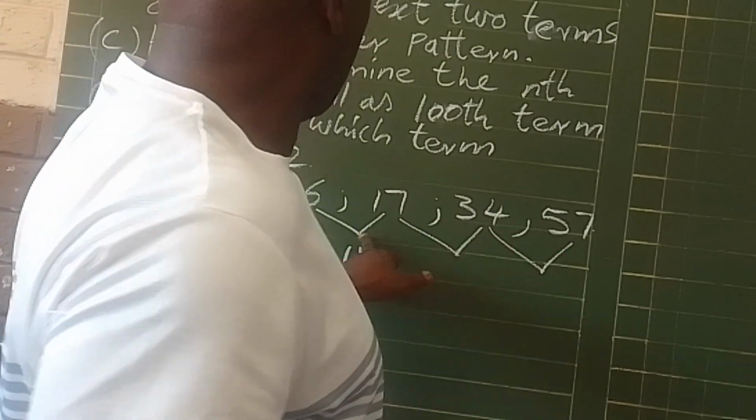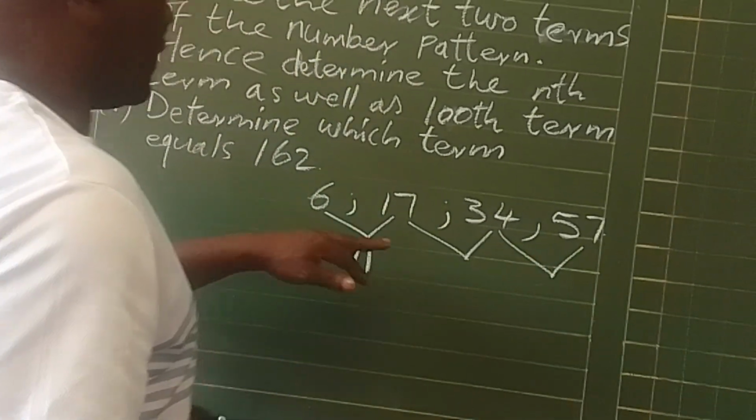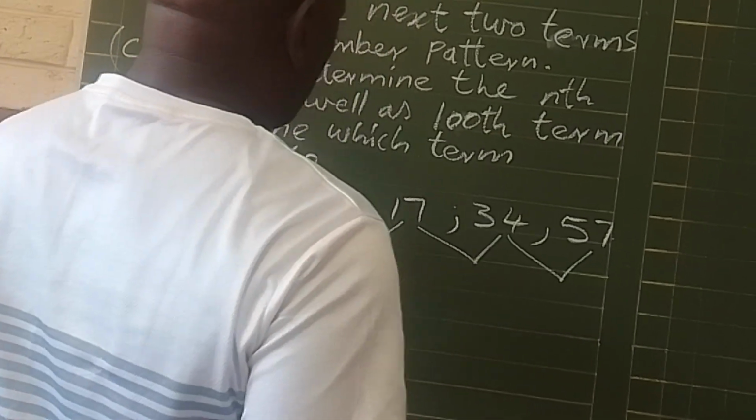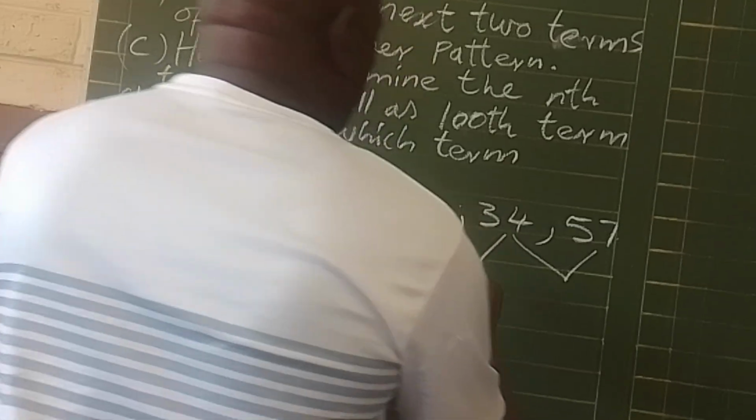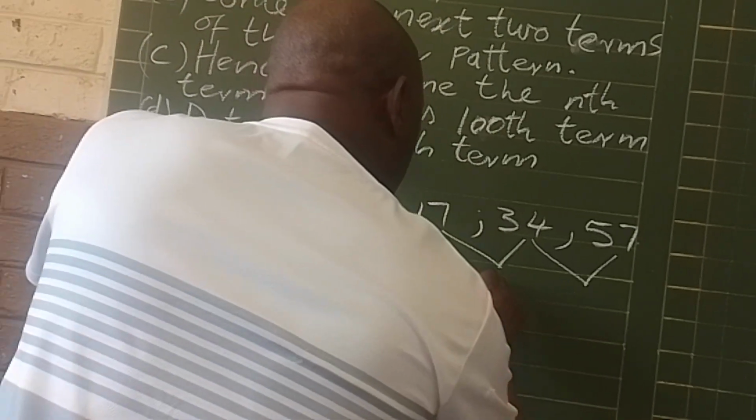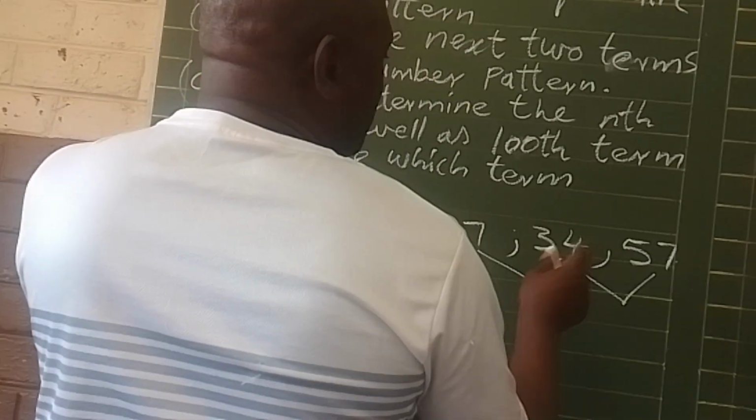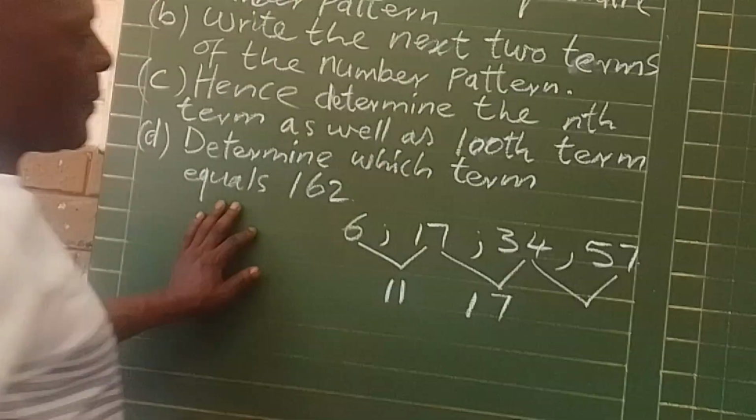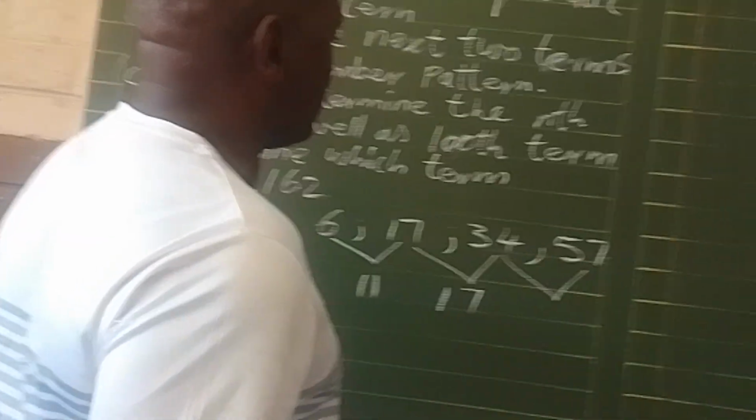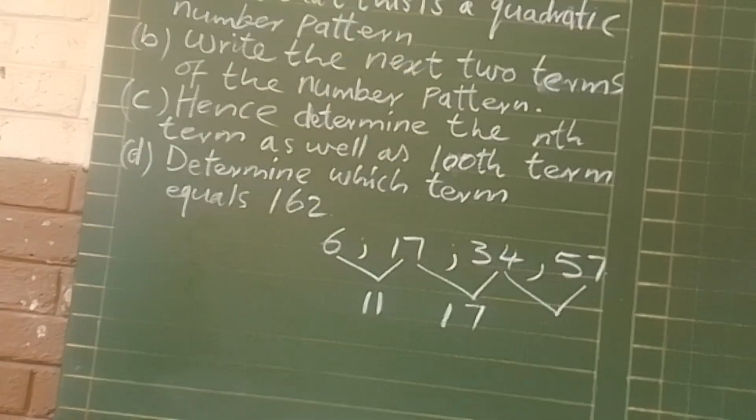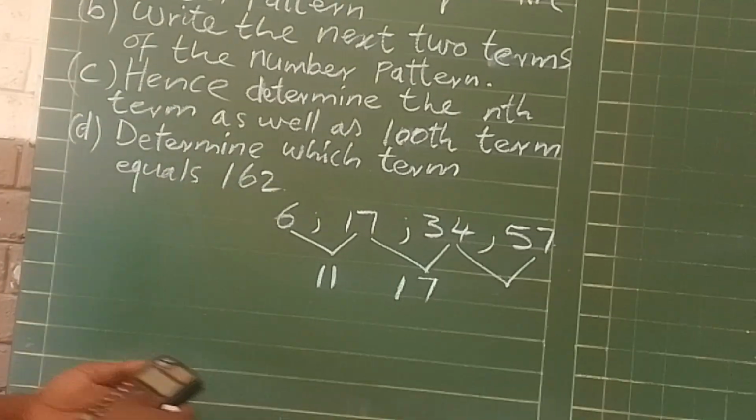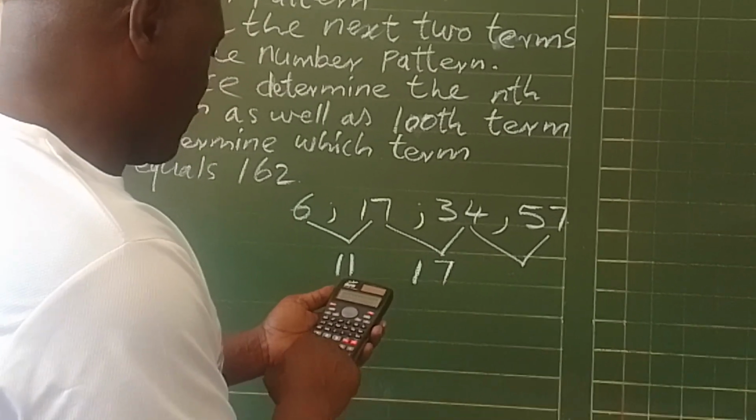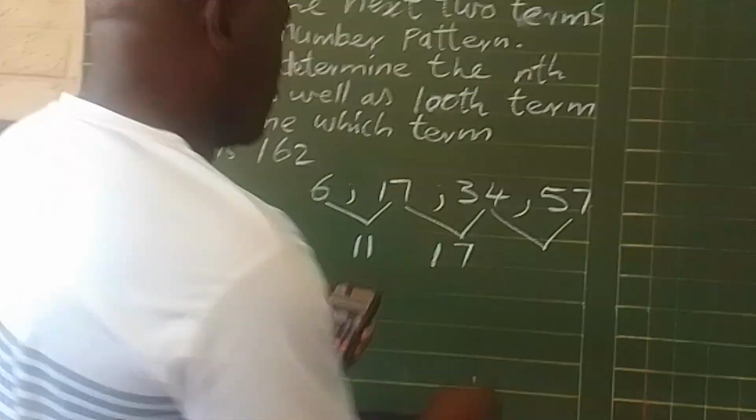34 minus 17 is 17. Am I right? 17 plus 17 is 34, which is 17. 57 minus 34. Let me grab my calculator. I'm not good at numbers. 57 minus 34 is 23.